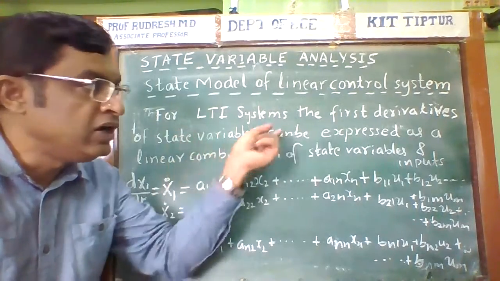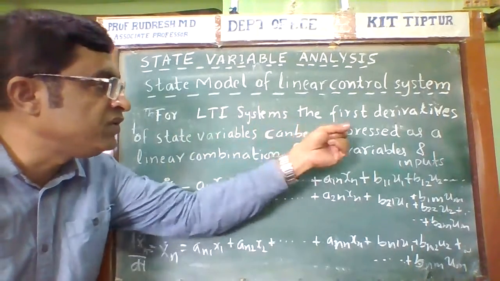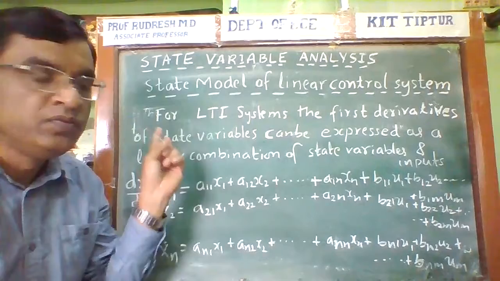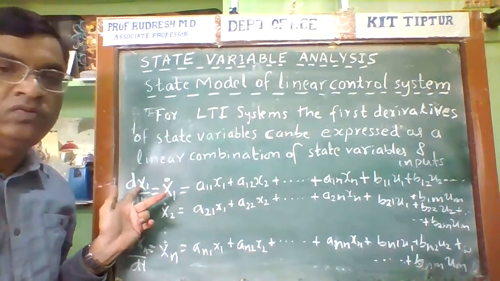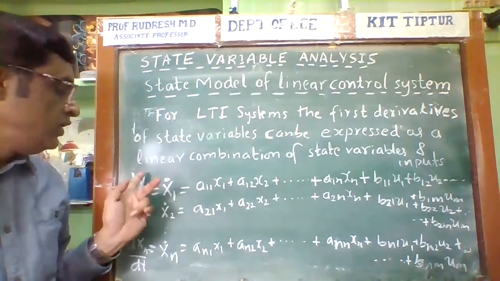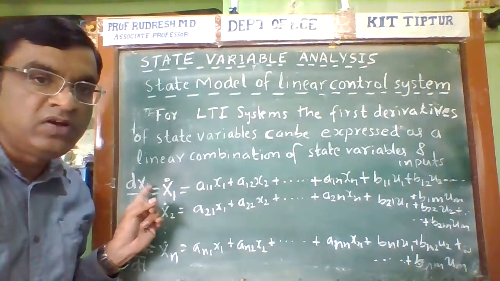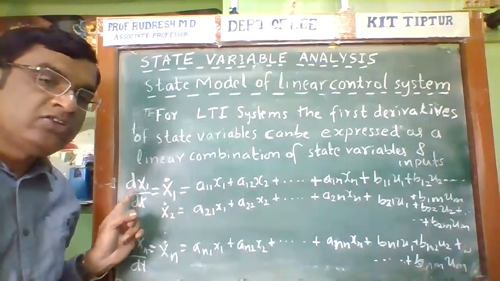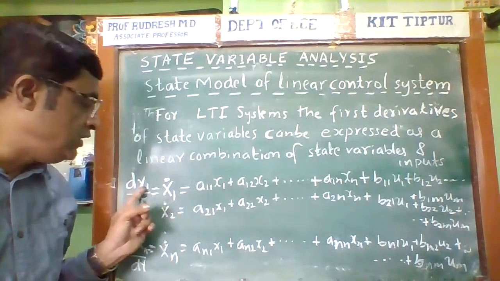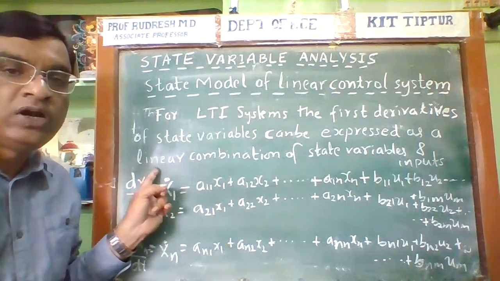So therefore, for the LTI system, the first derivative of the state variable, dx1 by dt, where x1 is a vector, not a single element, so it contains a set of elements, can be written as x1 dot.